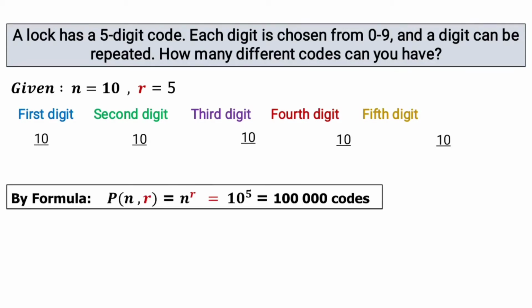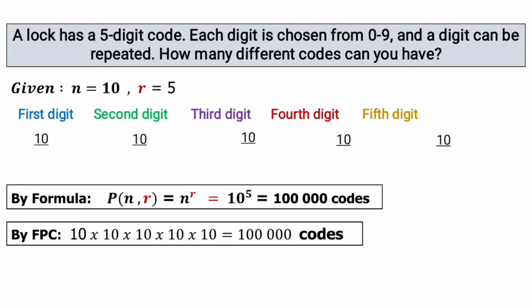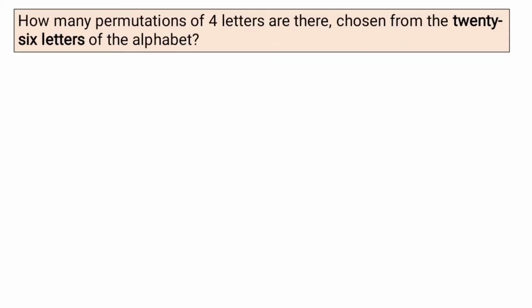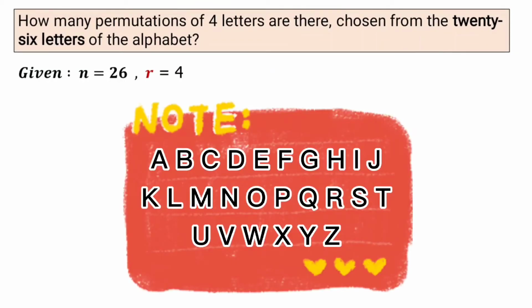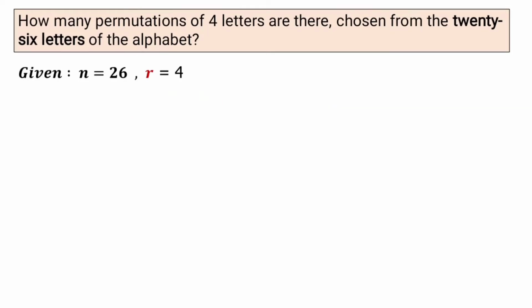With the formula P(n, r) = n raised to r, we can have 10 raised to 5, that is equal to 100,000 codes. If we're using the fundamental counting principle, we can write the solution as 10 times 10 times 10 times 10 times 10 na equals sa 100,000 codes. Next problem. How many permutations of 4 letters are there chosen from 26 letters of the alphabet? Ang n natin ay 26 dahil ang pagpipilian natin ay mula A hanggang Z. Pero 4 letters lang ang kailangan for the problem kaya r is equal to 4.